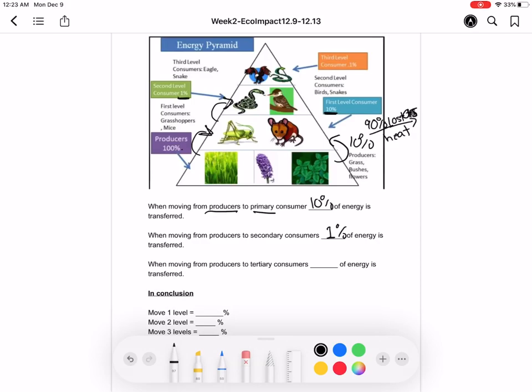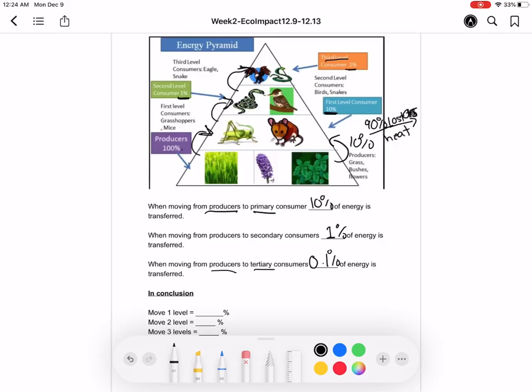And then if I'm going from a producer to a tertiary consumer, so it's all the way up here, I'm getting only 0.1%. And that 0.1% is 10% of 1%. When I move from here to here. So every single level, only 10% is conserved. I mean, it's crazy that most of it is just lost.